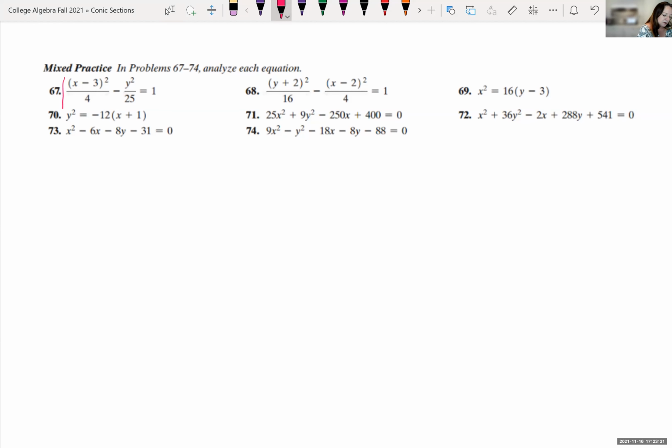And so if we look at this first one, 67, it has x minus 3 quantity squared all over 4 minus y squared over 25 equals 1. So first of all, that's in that standard form, and it's the standard form of this hyperbola. So I can tell this is a hyperbola because of this minus sign right here. If that was a plus in between, that would have been an ellipse. I also notice that the x value is positive, so I actually know what direction that hyperbola is facing. So my transverse axis is parallel to my x-axis, and it's going to be looking like this.